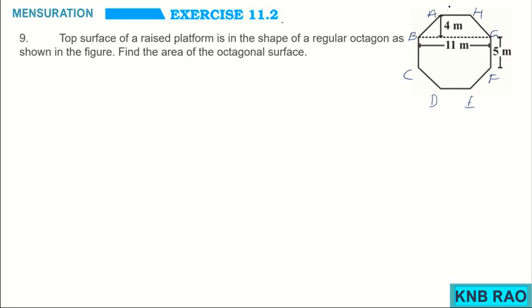Now, I know the length of AH as 5 meter since it is a regular octagon. That means in this trapezium I know two parallel sides and the distance between them. Therefore, I can find the area of the trapezium ABGH. Similarly, if I draw here another diagonal CF which is parallel to BG, it becomes another trapezium with the same measurements as ABGH.